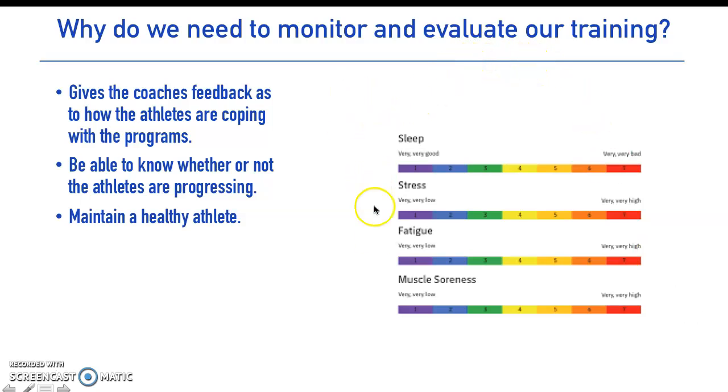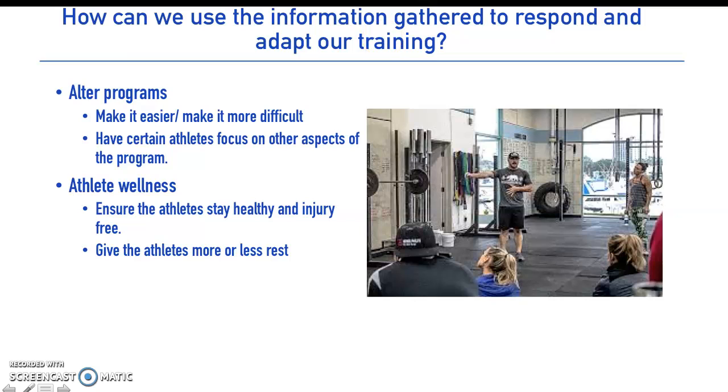So this is one way how we monitor. This is a monitoring system that we base off of our athletes and how we can evaluate our athletes. How can we use the information gathered to respond and adapt our training? So again, it's all about altering your programs.